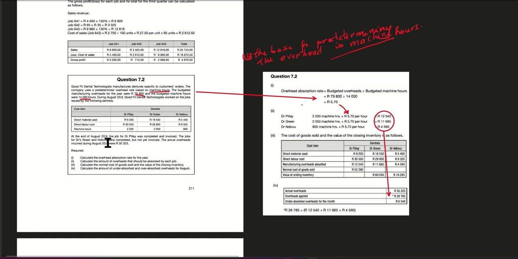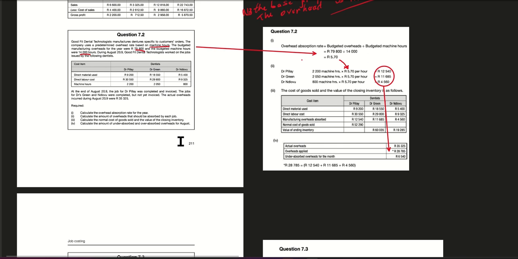All right, so at the end of August, the job of Dr. Pillay was completed and invoiced. That makes sense. The jobs of Dr. Green and Dr. Dover were completed, but not yet invoiced. That's the difference between the two.